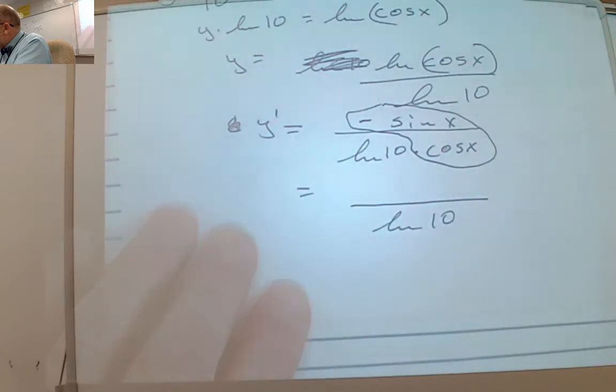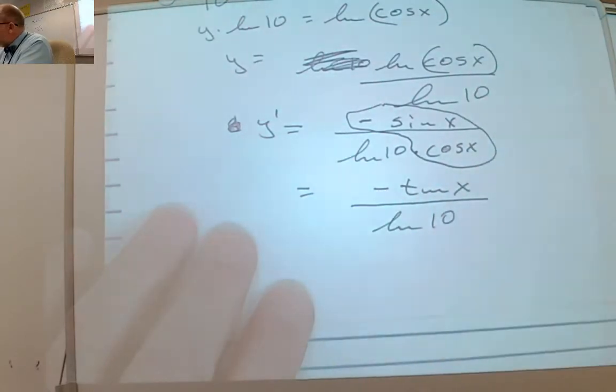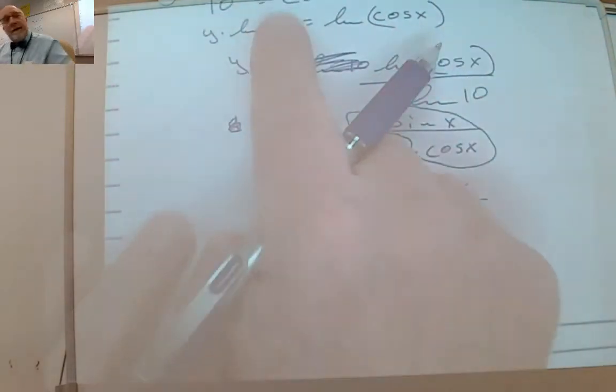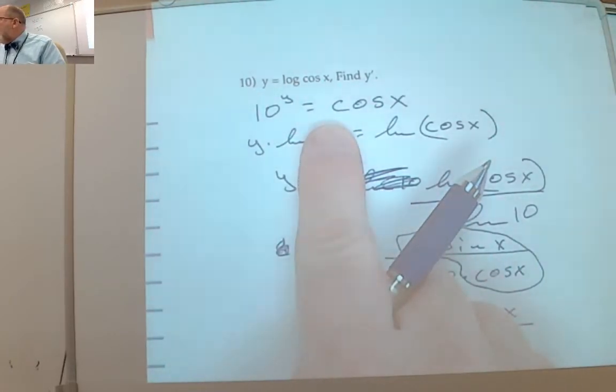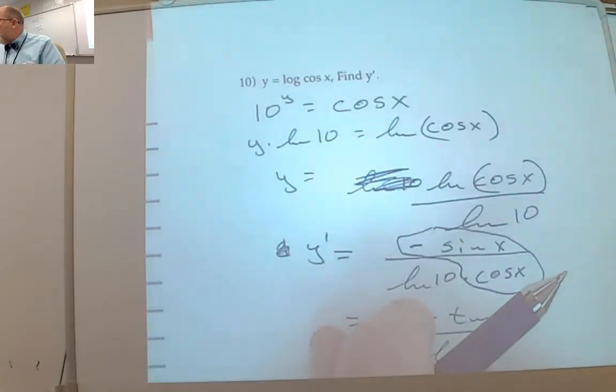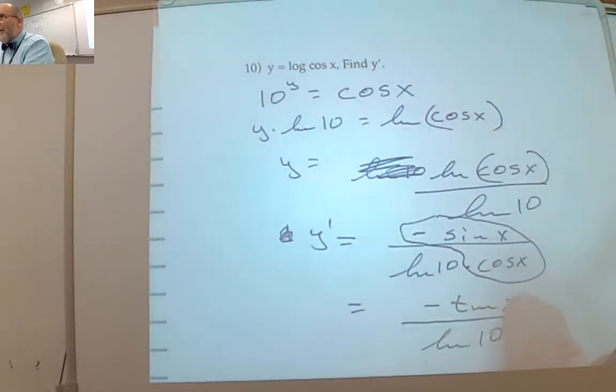What's sine over cosine? Tangent. So it's going to be negative tangent of x. But when you get stuck, coming back to this is not a bad way to do it, and then use your log rules. You have to use natural log because you have to take the derivative at the end. That's why you have to do natural log.